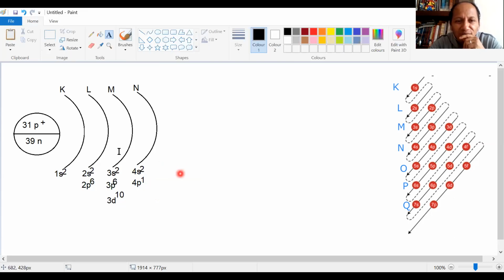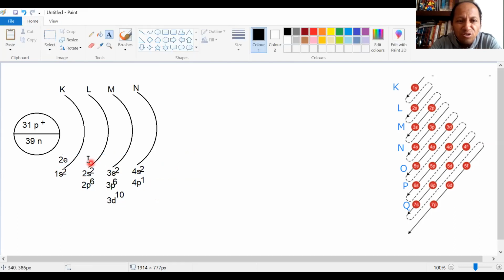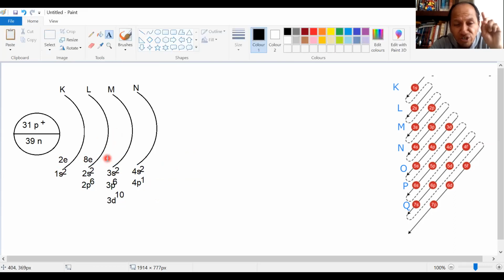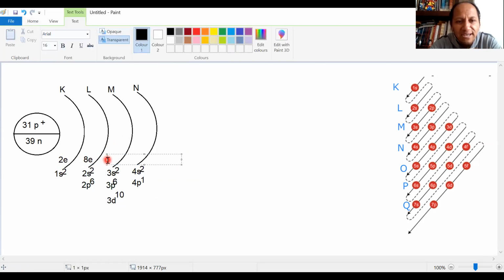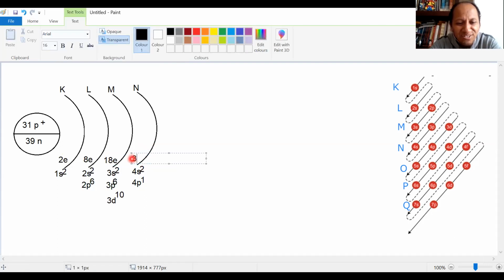Guys, as a consequence of this, you know how many electrons are in each level. In the first level of energy, you have 2 electrons. In the second level of energy, you have 8 electrons. In the third level of energy for gallium, you have specifically 18 electrons. And in the fourth level of energy, you have 2 and 1, 3 electrons, you see?